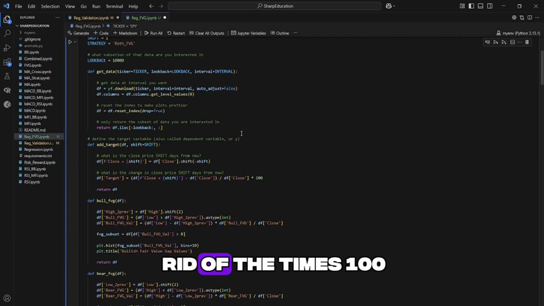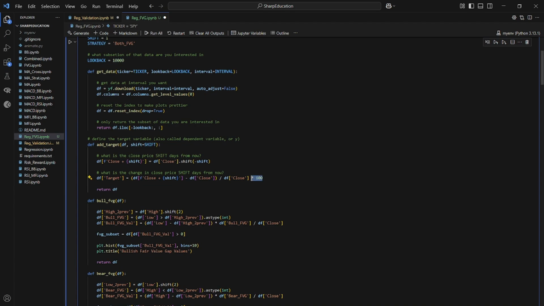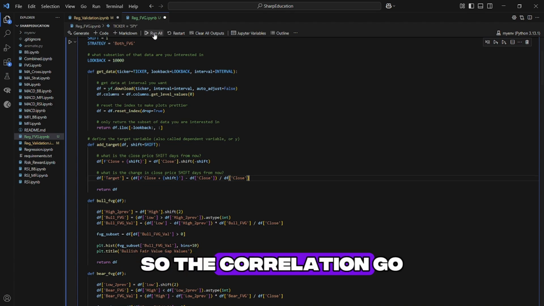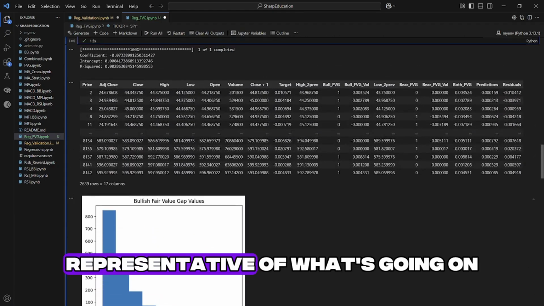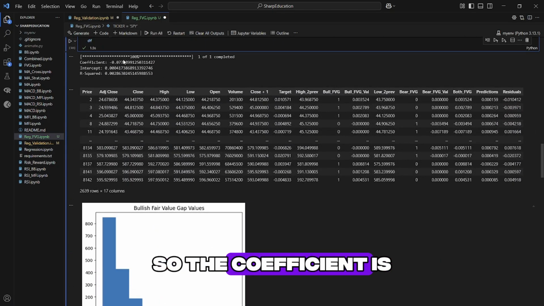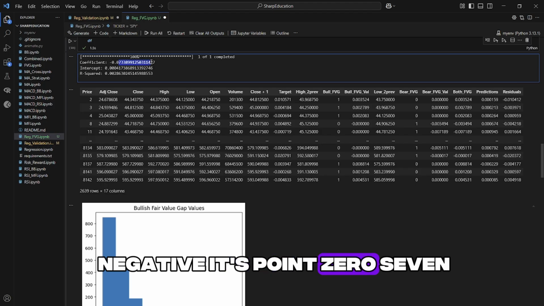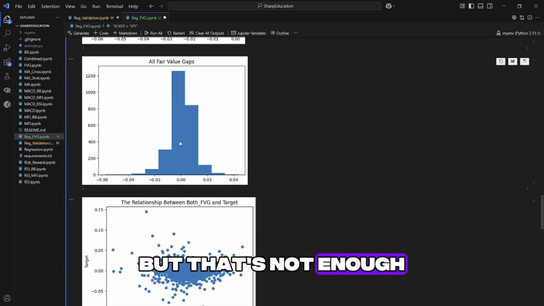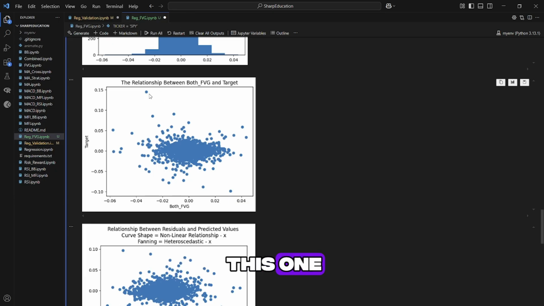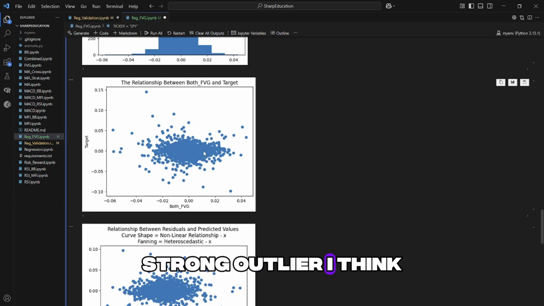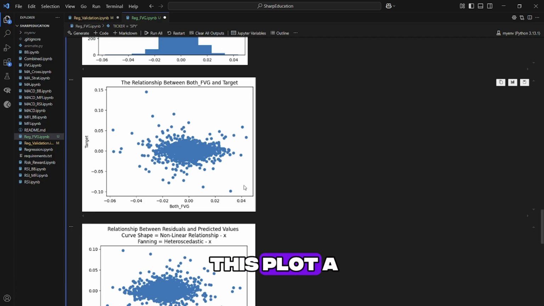I'm going to get rid of the times 100. So the correlation coefficient is more representative of what's going on. So the coefficient is negative. It's 0.07. But that's not enough to be exciting. It might actually just have to do with this one strong outlier. I think I'm going to add to this plot a trend line.